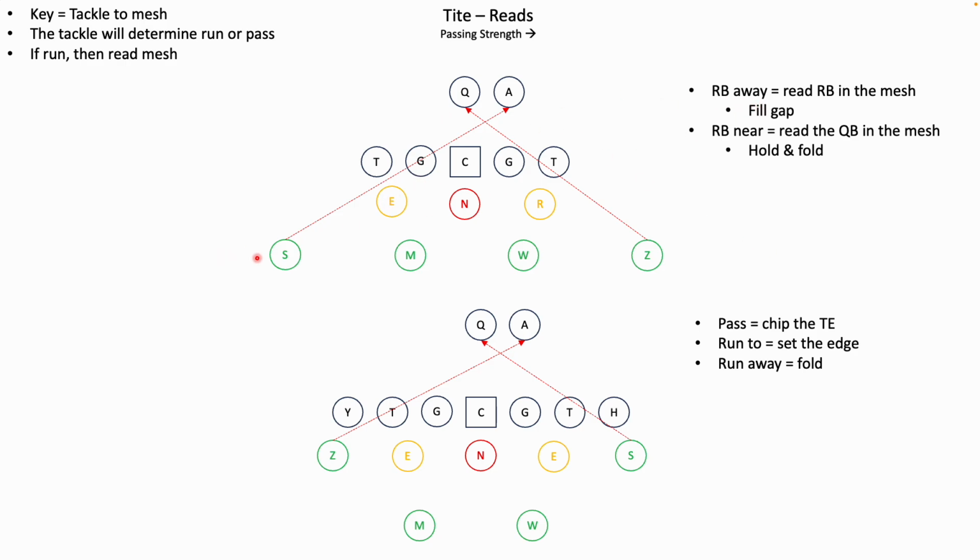So again, let's talk about this. If the running back is away and you read run, you immediately fill your gap and your eyes transition to the running back. If the running back is near and the tackle base blocks, so you get a run read, your eyes transition to the quarterback, and you hold and fold. One thing I'll mention here as well.